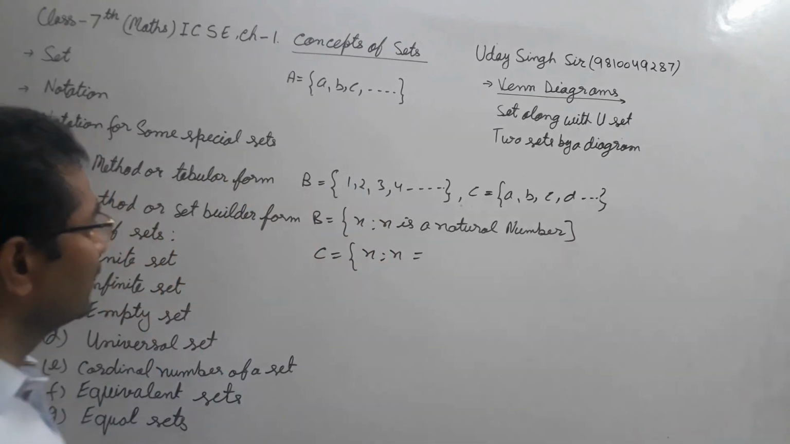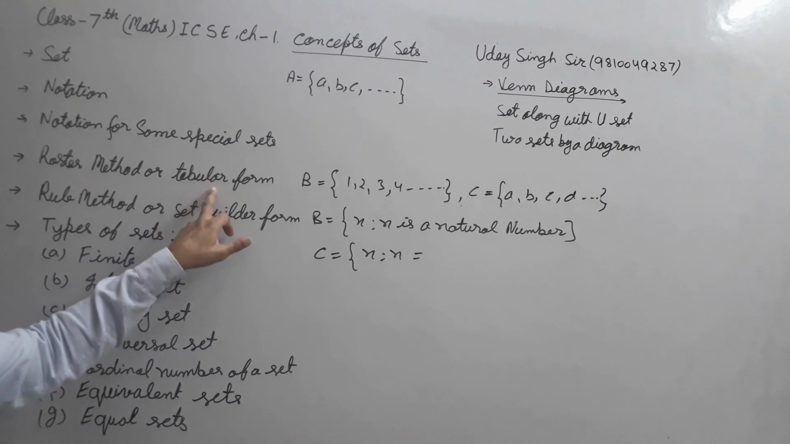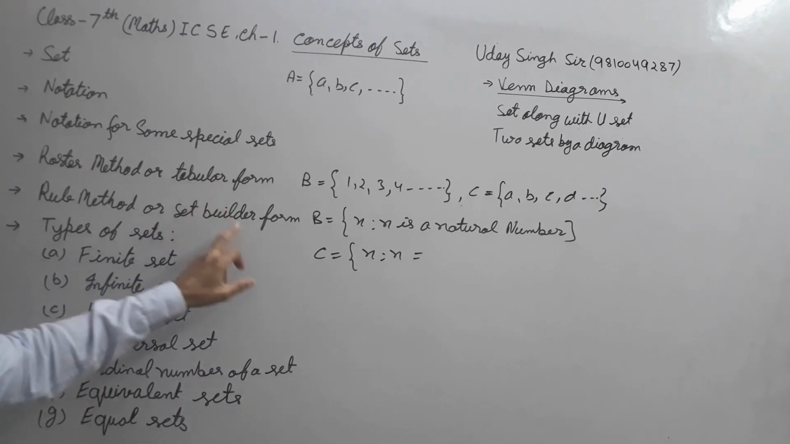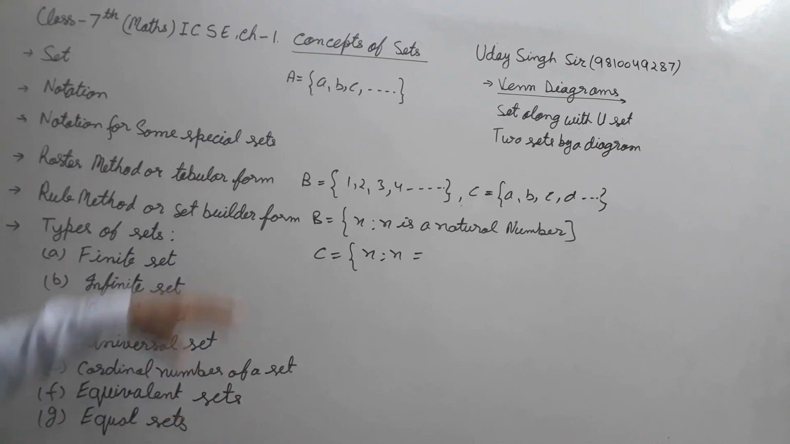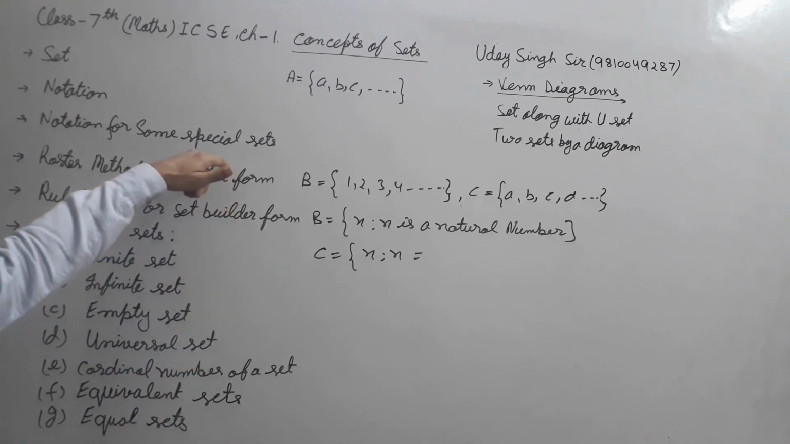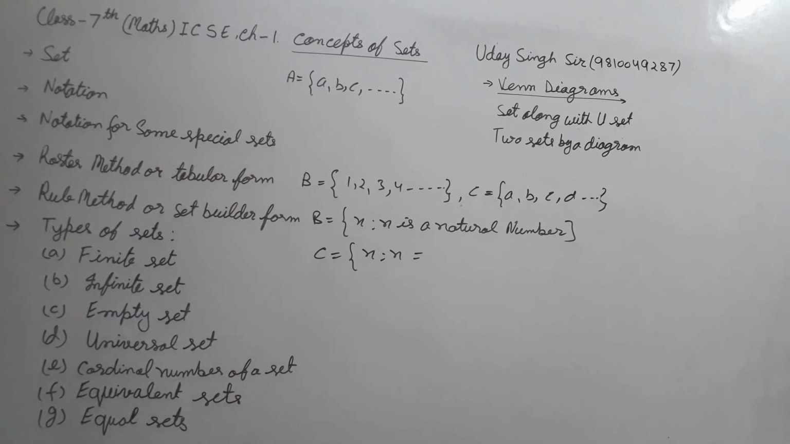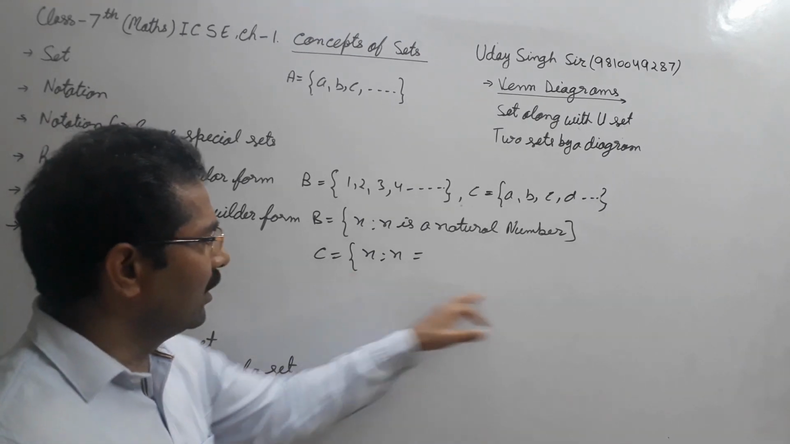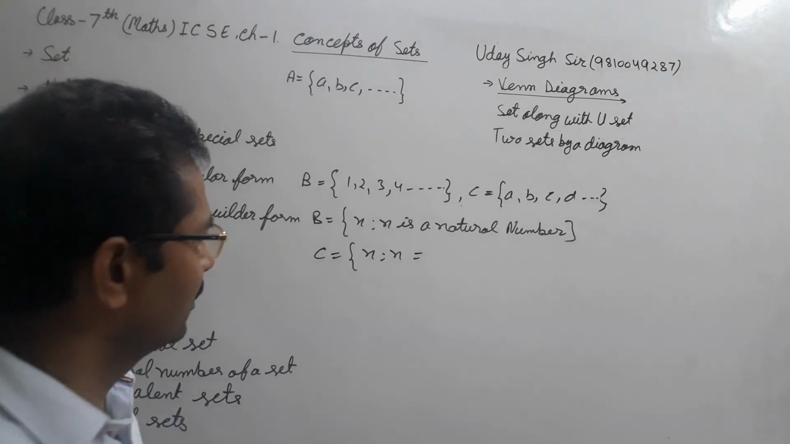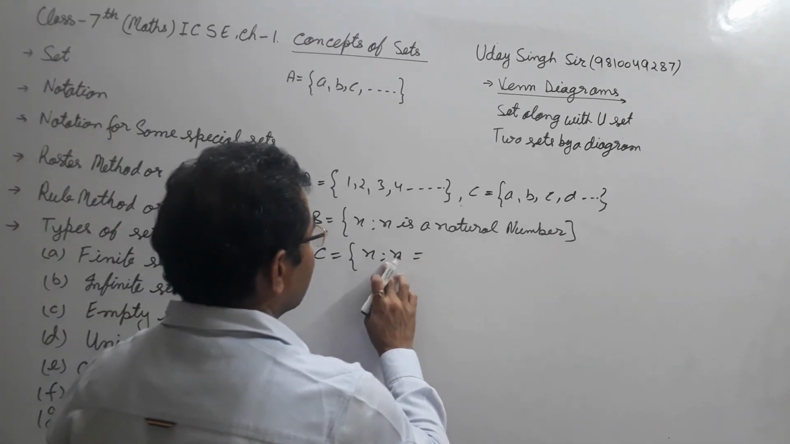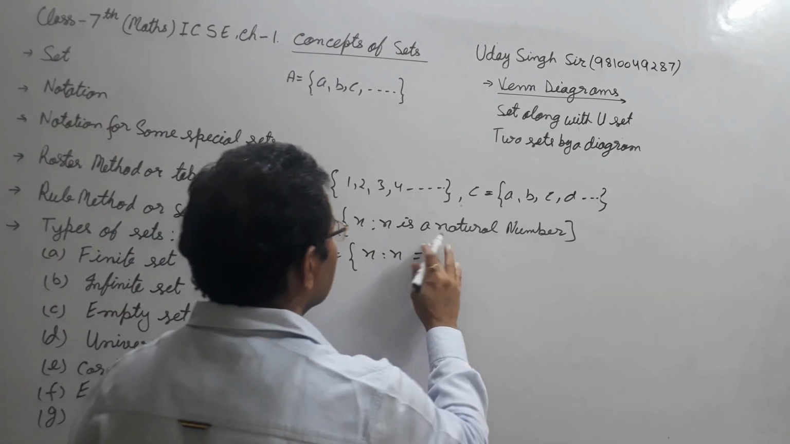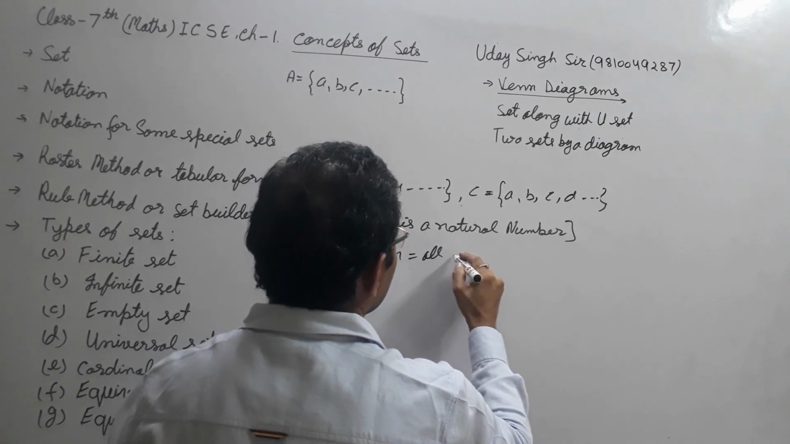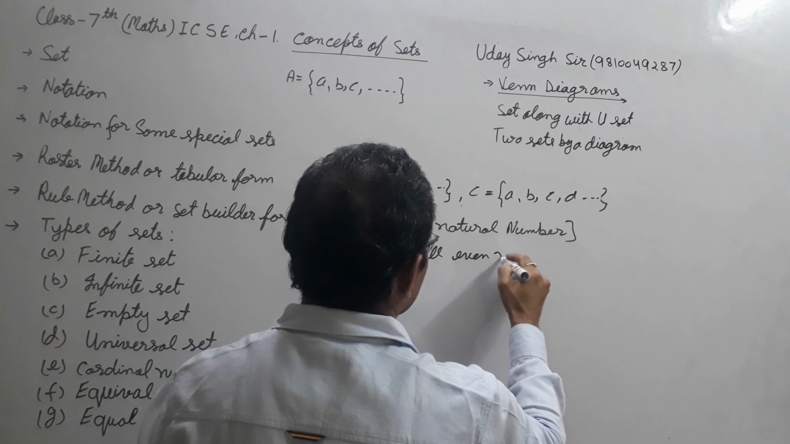You can write in tabular form, and in case you write set builder form, you can write it in tabular form. You can say the list of all even natural numbers. You can write x as all even natural numbers.